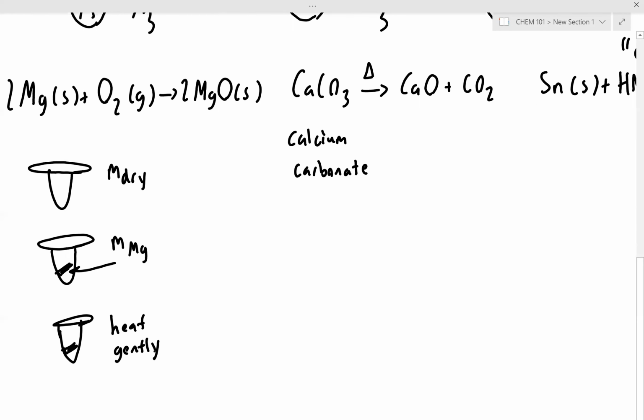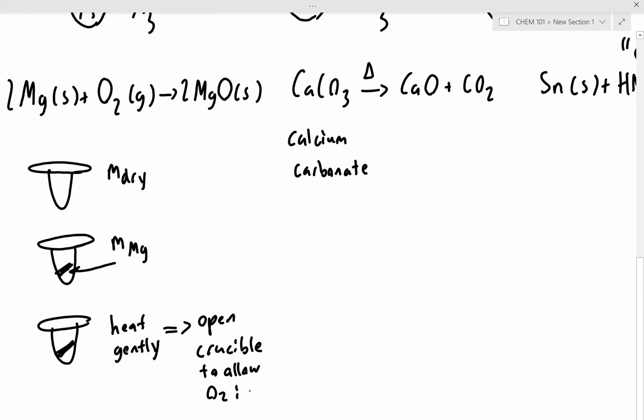And the key thing to keep in mind, does our cap need to stay on the crucible? How should we handle the cap? Can I just leave the cap off willy-nilly? No. So you're going to heat gently, and then periodically, you're going to open the crucible to allow oxygen in. So you're going to open the lid periodically, open it slightly, you'll let some oxygen in, and what you're on the lookout for is if you see a white light, you need to put the cap back on.